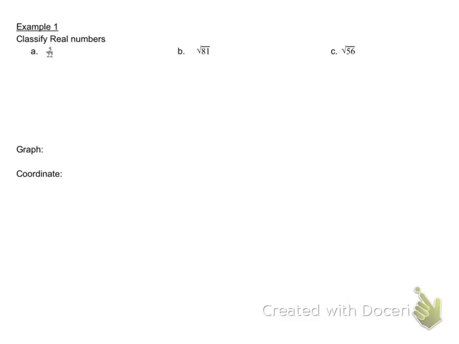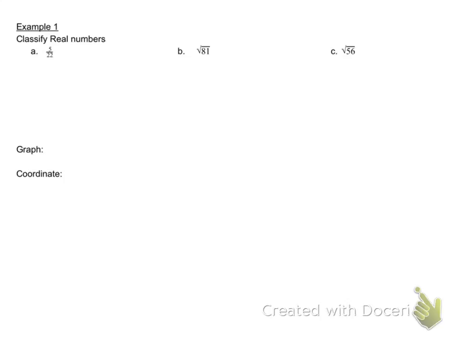The question is, can we make the leap up that hill to say anything else? Is it an integer? What's 5 divided by 22? Nice or not nice? Not nice. So our answer is rational number. The second one, square root of 81. What is the square root of 81? That's kind of the question.